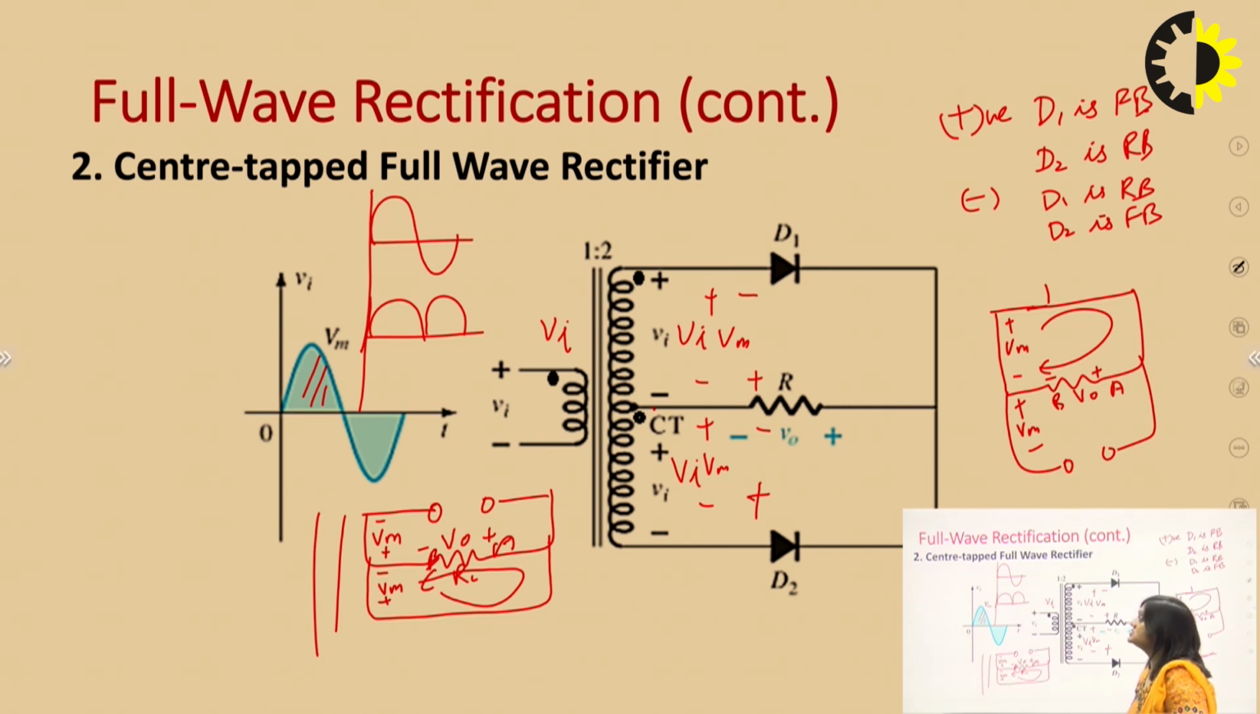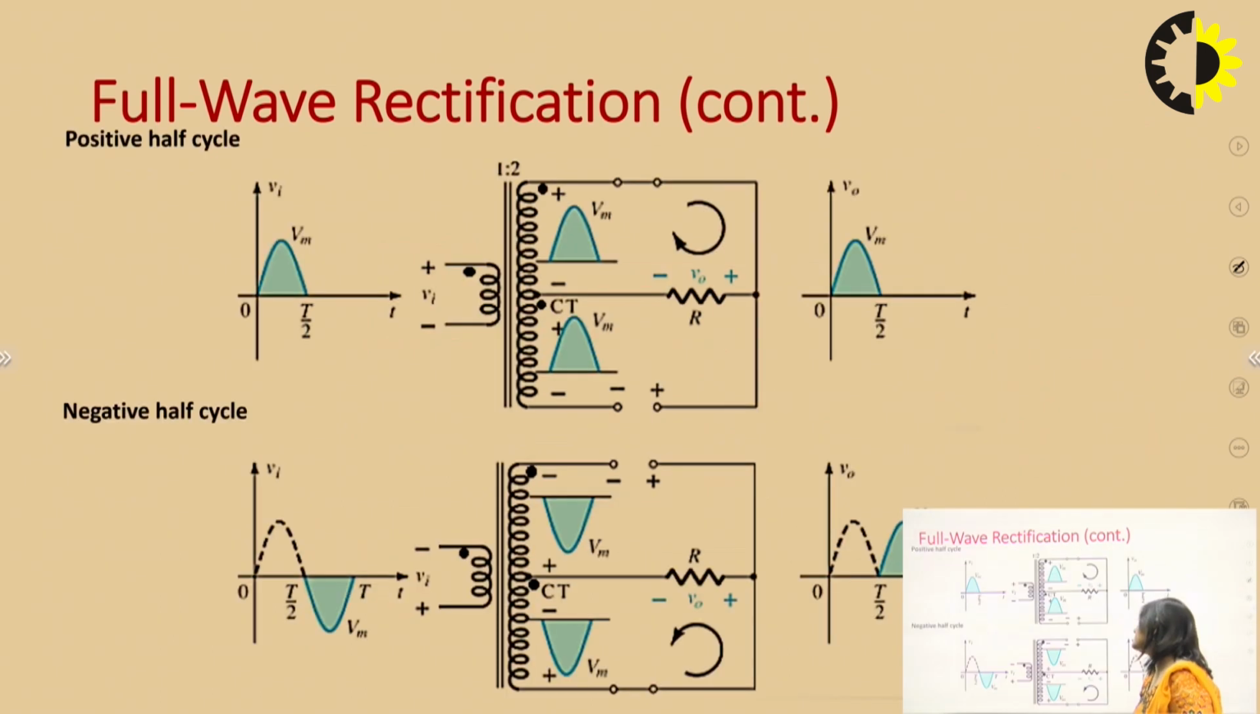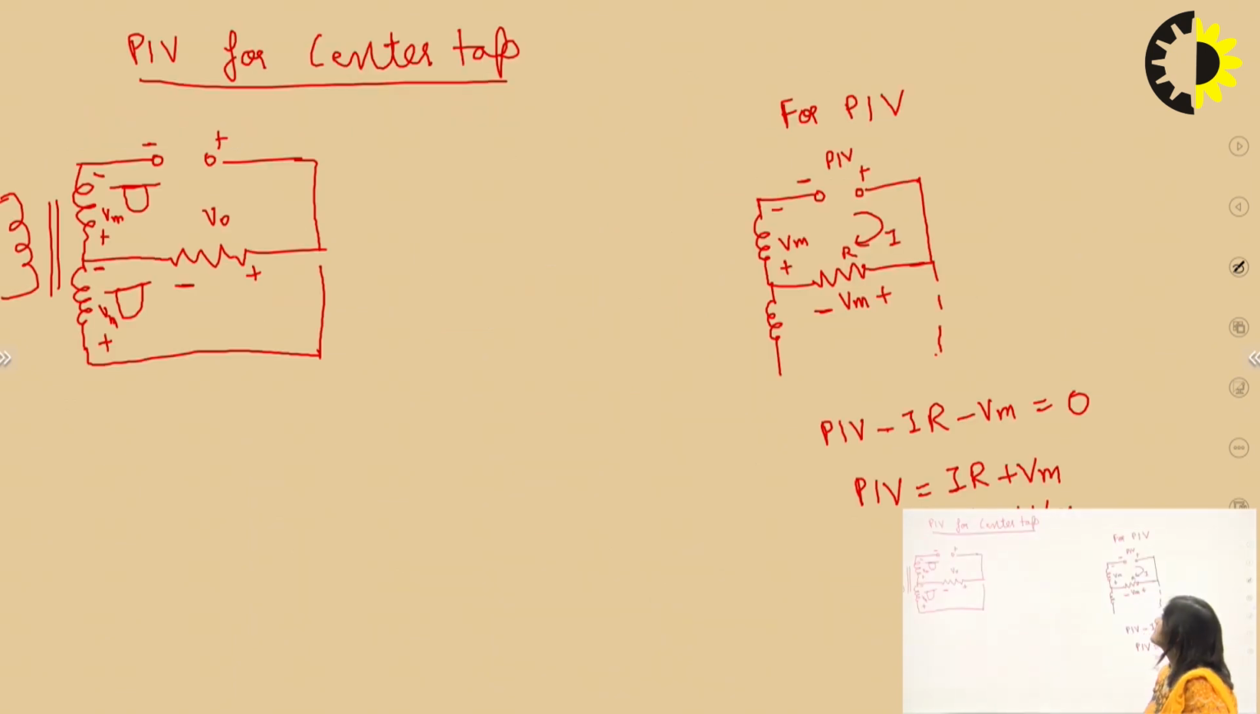Okay, so this is how the center tap transformer and bridge rectifier work. Center tap transformer has only 2 diodes and bridge rectifier has 4 diodes. Now, how can we calculate the PIV of the center tap transformer? As I told you in the last slide, for that we have to put the diode in the reverse bias condition. So for this we have a circuit like this.